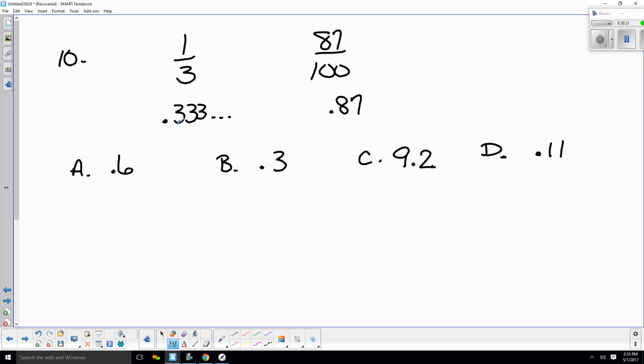So when I find a number that's between 0.3 and 0.8, I'm going to look at it. Well, 0.6 is between 0.3 and 0.8. So A is good. 0.3 is the same, but when I go to the hundredth position, it's no longer inside. This is smaller than 0.33 and 0.87. So B is no longer. 9.2 is much larger than 0.8, and 0.11 is much smaller than 0.33. So A is your answer for number 10.